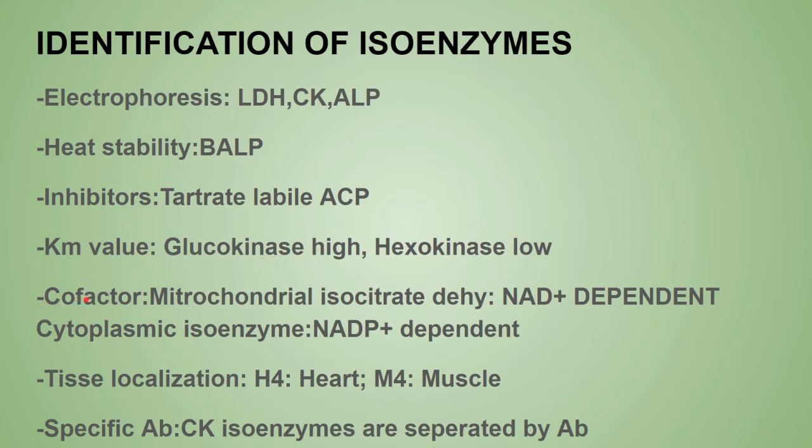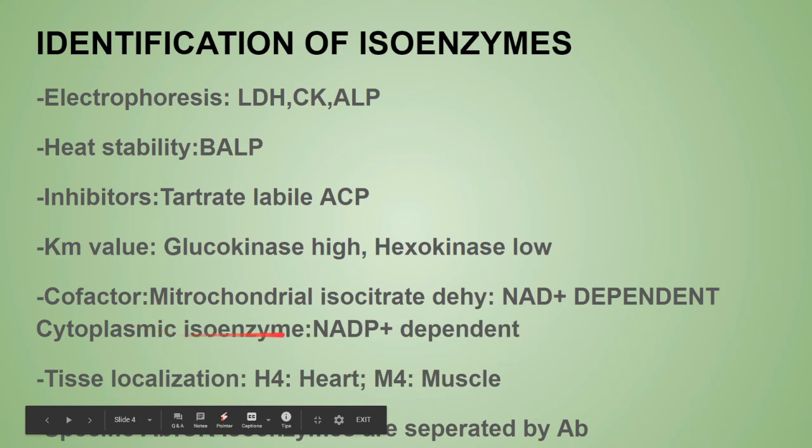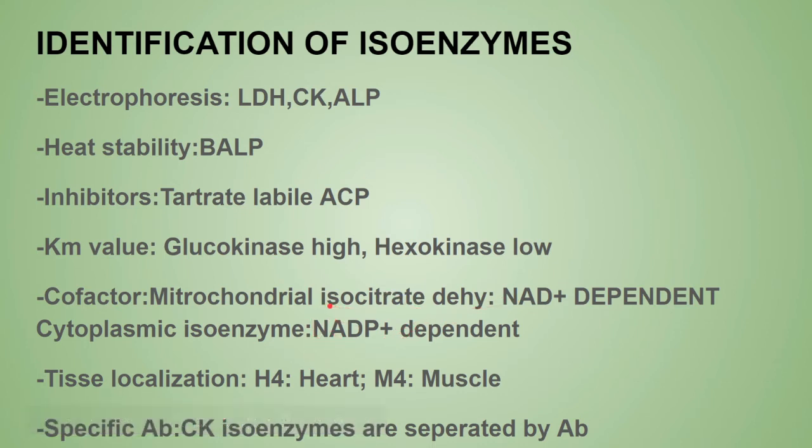What is a cofactor? Cofactors are what metalloenzymes and isoenzymes may require. The cofactor requirement may be different for different isoenzymes. For example, mitochondrial isocitrate dehydrogenase is NAD dependent, but the cytoplasmic isoenzyme is NADP dependent. So the cofactors NAD and NADP differ between the different isoenzymes.